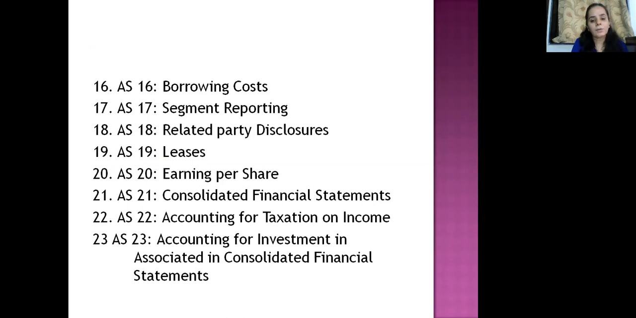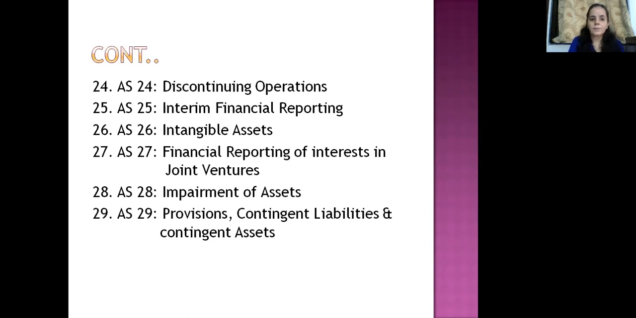23 deals with accounting for investments in associates in consolidated financial statements. 24 deals with discontinuing operations. 25 deals with interim financial reporting. 26 deals with intangible assets. Accounting standard 27 deals with financial reporting of interests in joint ventures. 28 deals with impairment of assets. 29 deals with provisions, contingent liabilities and contingent assets.